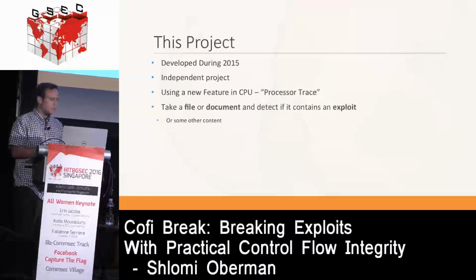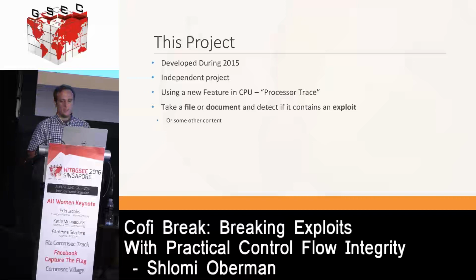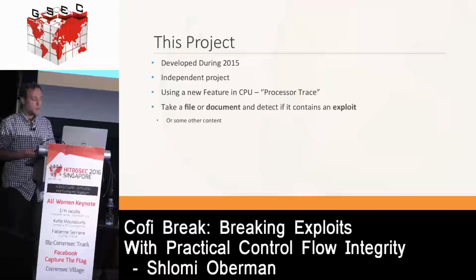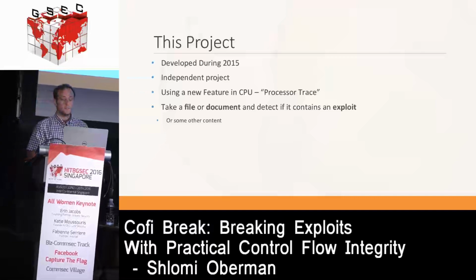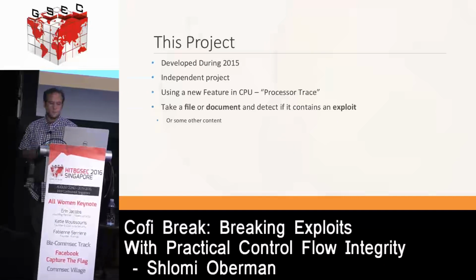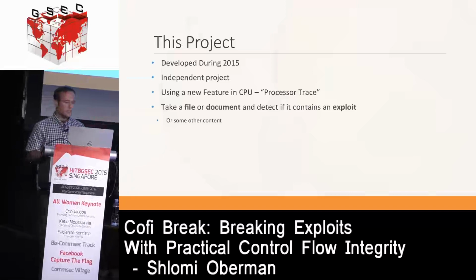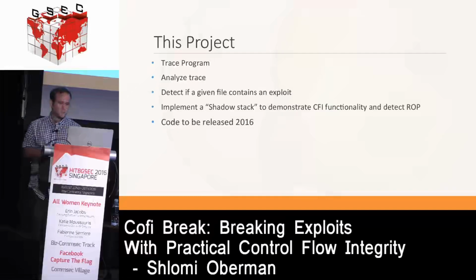So a little bit about the project itself: developed independently, not affiliated with any specific company, not sponsored by any specific company, using a new CPU feature, a modern feature that exists in new CPUs called processor trace, where the overarching idea is taking a document and detecting if it contains an exploit, a document or some kind of other content such as a Flash applet or any type of content that can be parsed by an application.